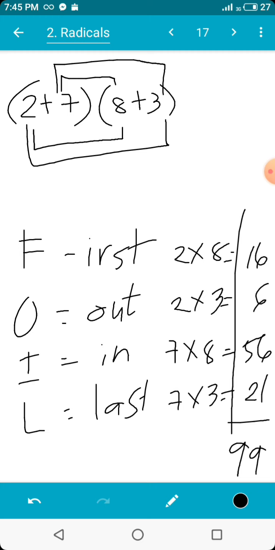Okay? So, same lang din nung nakuha nating sagot kanina. So, mamaya, when we multiply radicals at saka merong kasamang hindi radicals, so, medyo complicated siya. Gagamitin natin yung FOIL method. Okay?